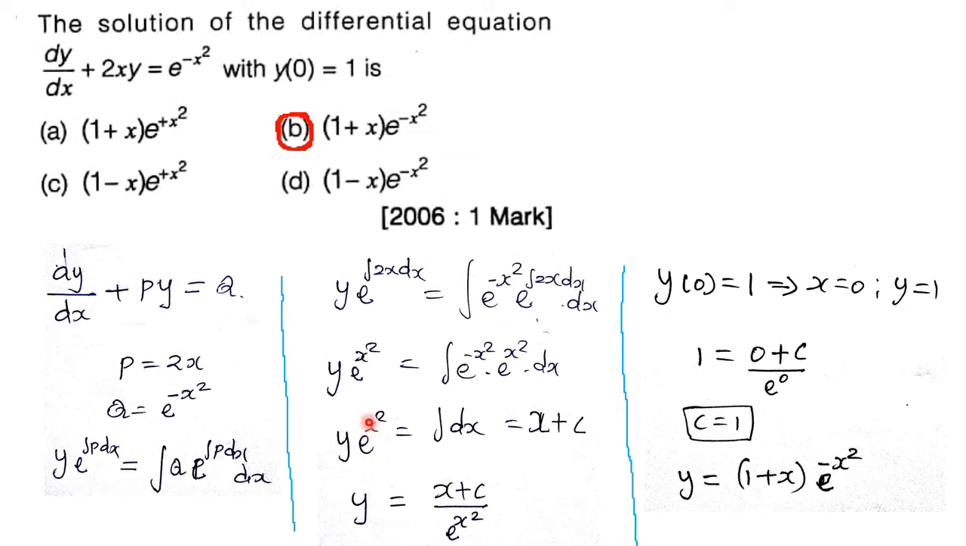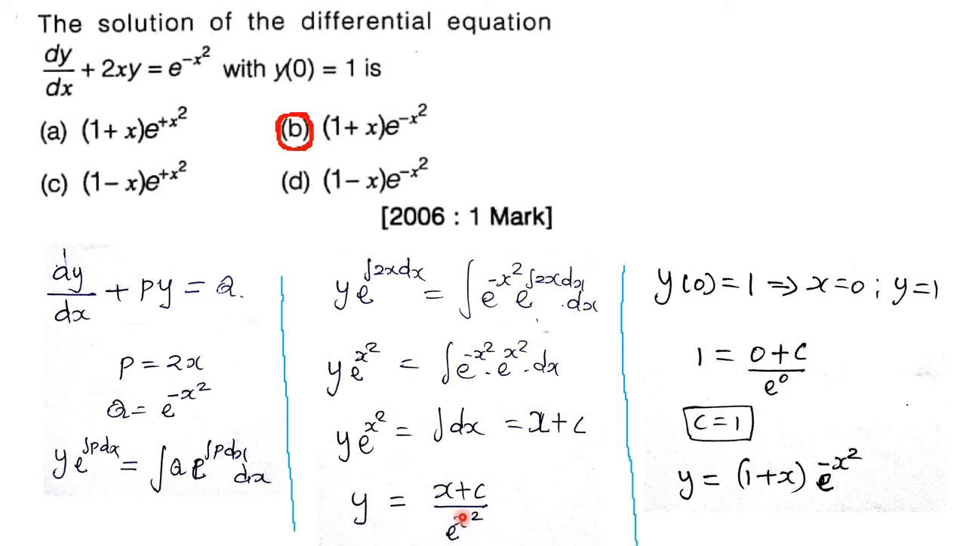So y into e power x square is equal to integral of dx. We are integrating dx, which gives x plus c, a general constant c. The solution y is given by y is equal to x plus c divided by e power x square. We know the boundary condition y of 0 is equal to 1. That means x is equal to 0, y is equal to 1. So we have to substitute this boundary condition into the solution to identify the constant value c.